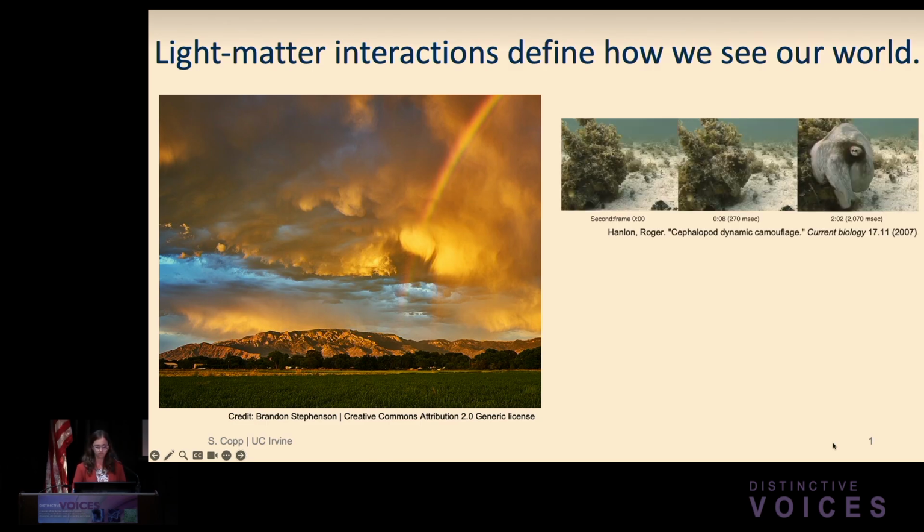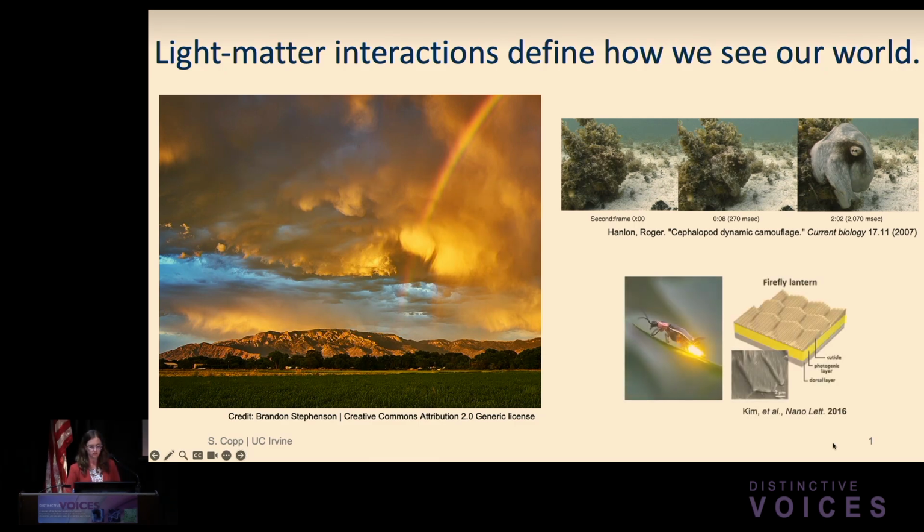For example, there are organisms that can really rapidly and eloquently transform the way that they appear by tuning how their bodies interact with light. So this cephalopod is within just 2 seconds transforming from something that looks like a rock to something that is clearly not a rock. And it is doing this by tuning both light scattering and light absorption dynamically.